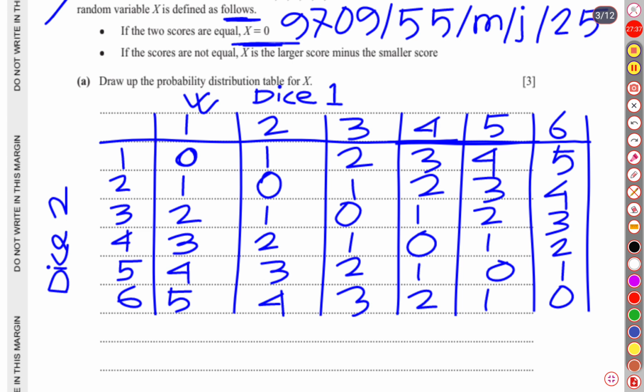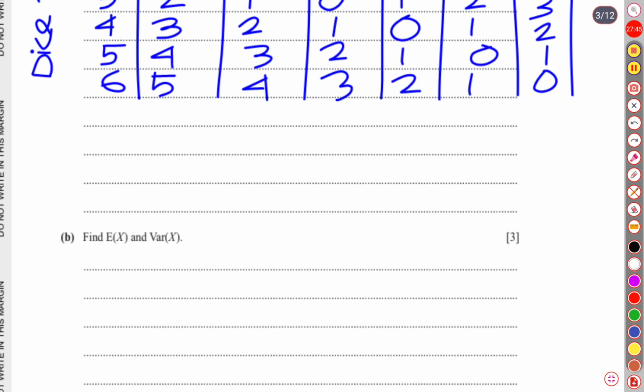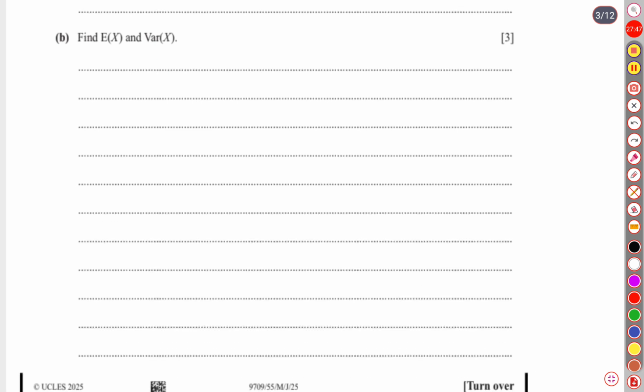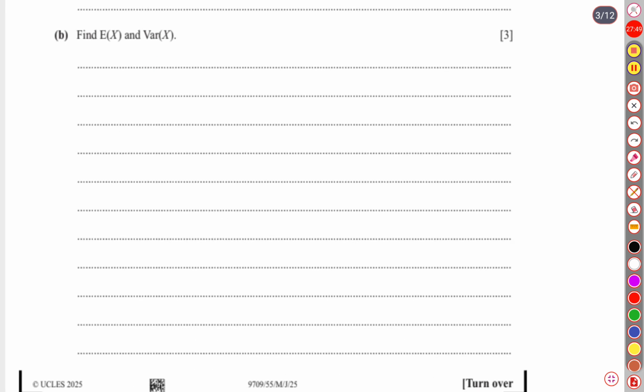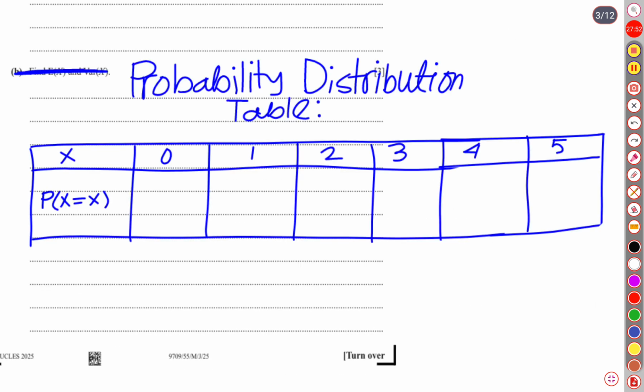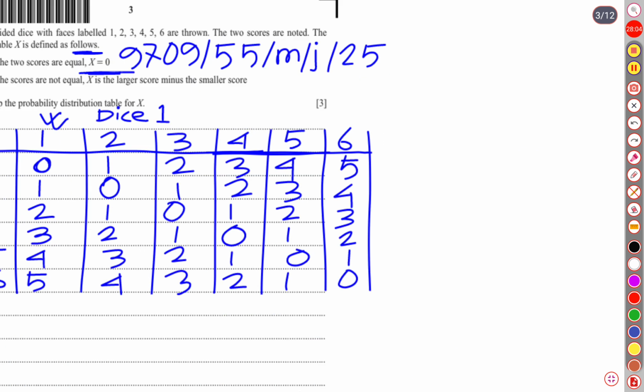So total there are 36 outcomes we know. Now our probability distribution table. Okay. Let us draw the table. This is our probability distribution table. Now we are going to insert. There are total 6 digits starting from 0 until 5. Okay. So now we are going to just substitute the values.